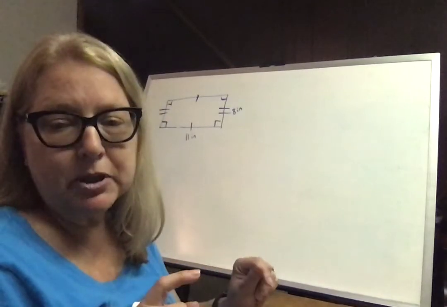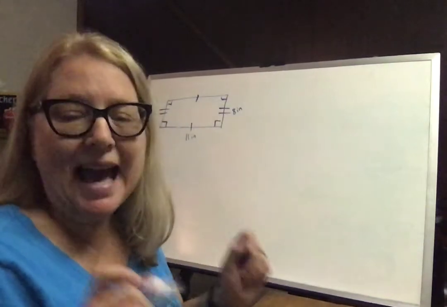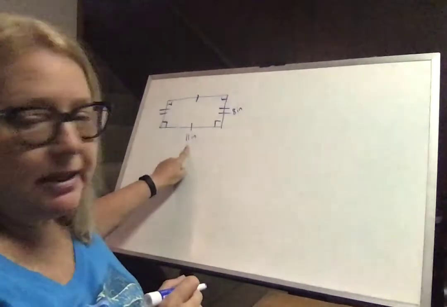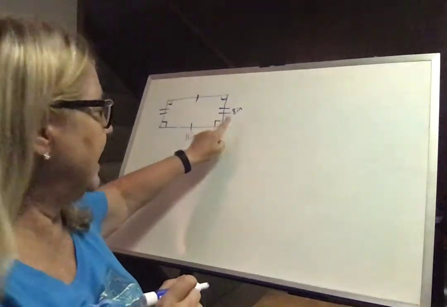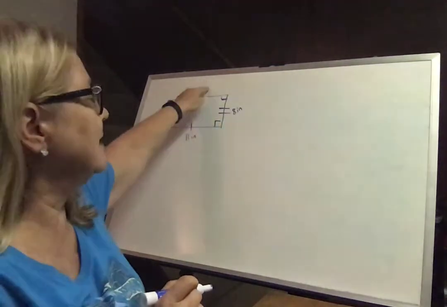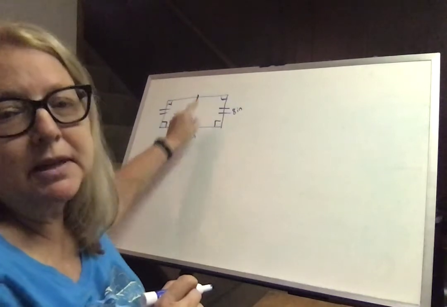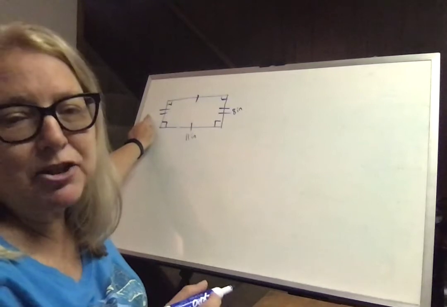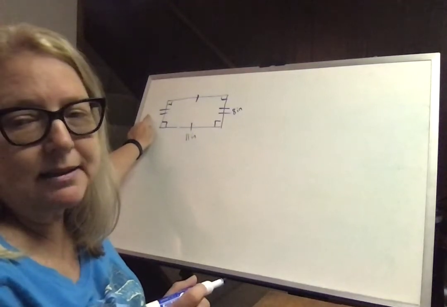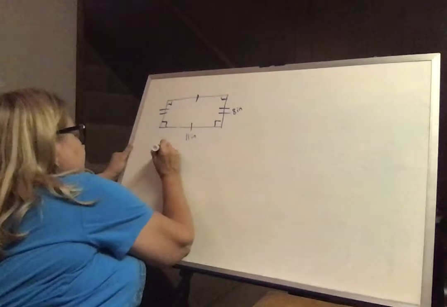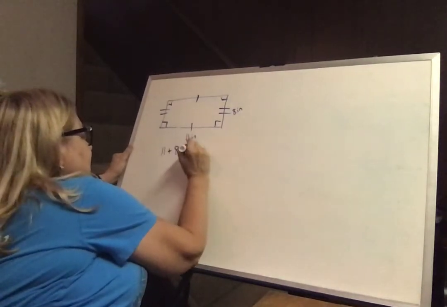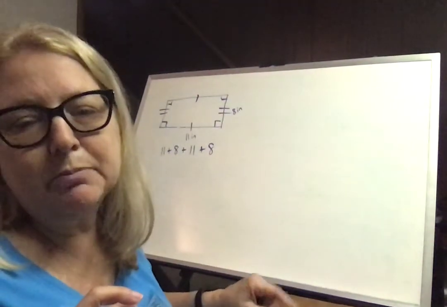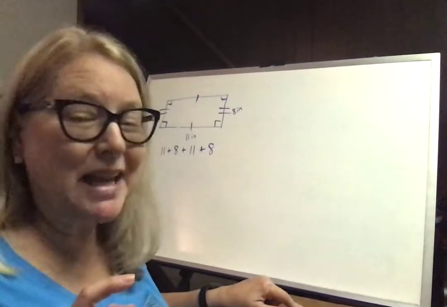So looking at perimeter, perimeter in general means add up all these sides. So in this case, we have 11 here. We have 8 here. On the top, it matches the bottom, so it's 11. On this side, it matches the other side, so it's 8. So 11 plus 8 plus 11 plus 8. Use a calculator.